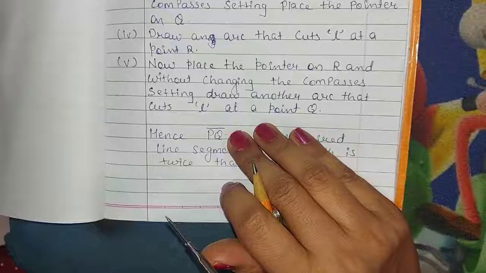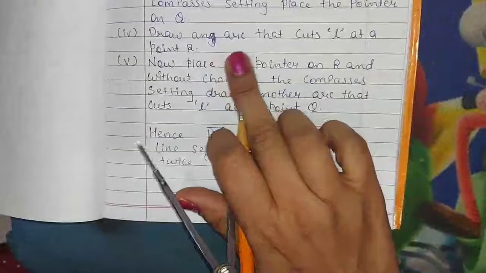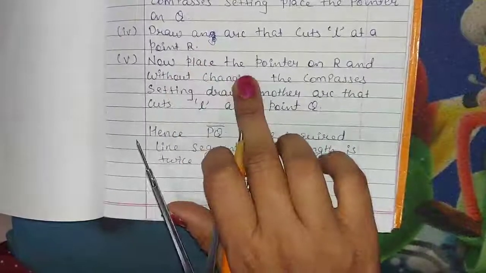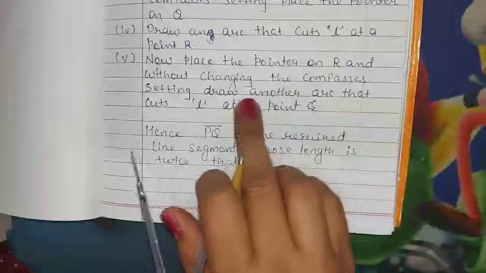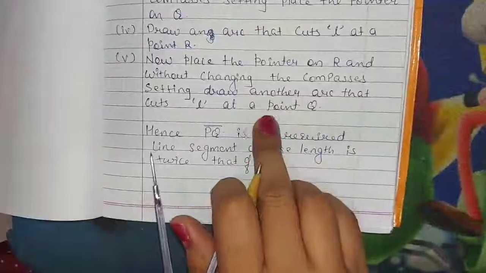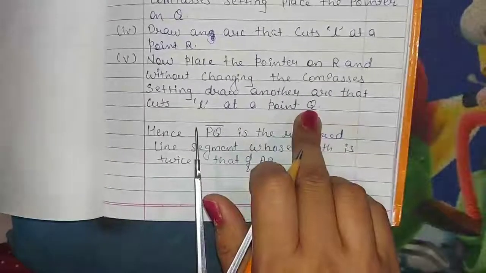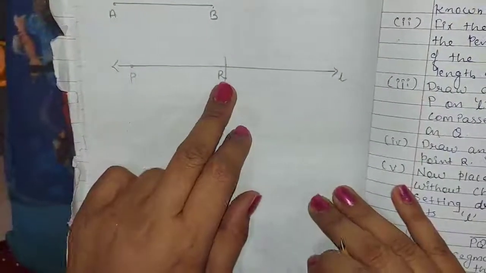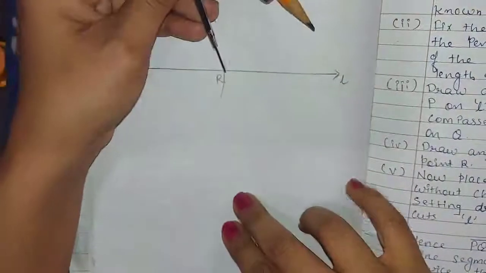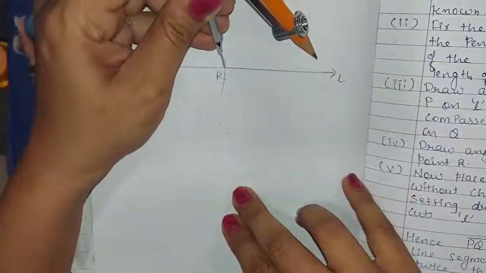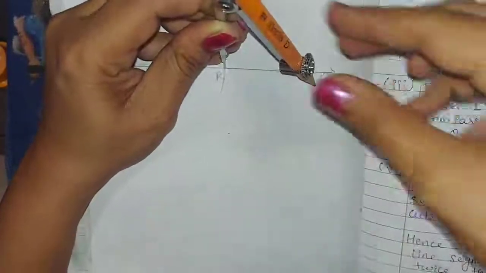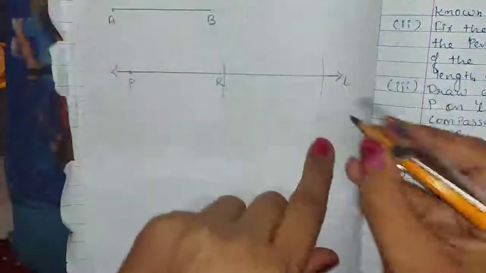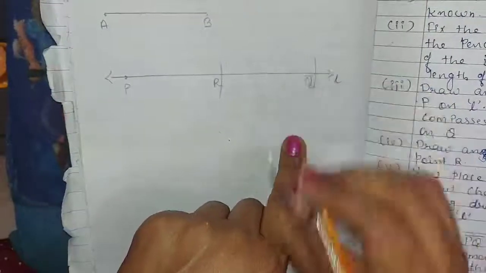Now let us see the next step. Draw an arc that cuts L at point R. So we have drawn that. Now place the pointer on R and without changing the compass setting, draw another arc that cuts L at a point Q. So let us do this step. Here in these steps we have drawn an arc and we have labeled it R on L. Now place the pointer on R and, without changing the setting of the compass, we make another arc that cuts L, and that is named Q.